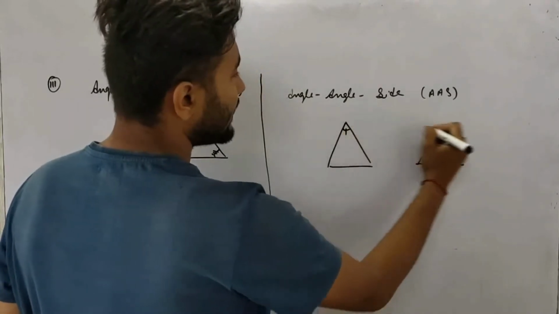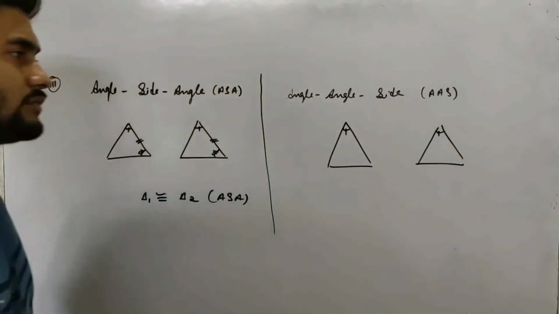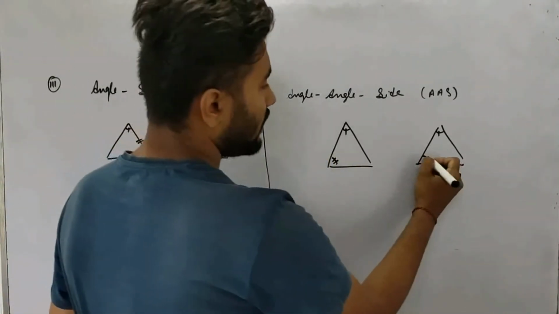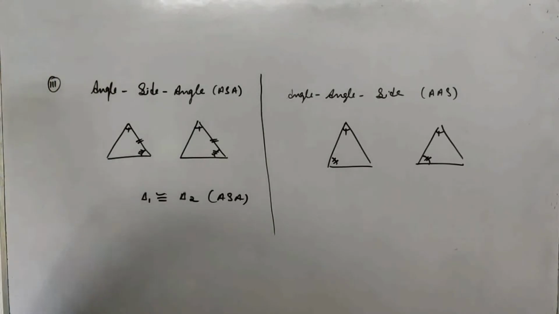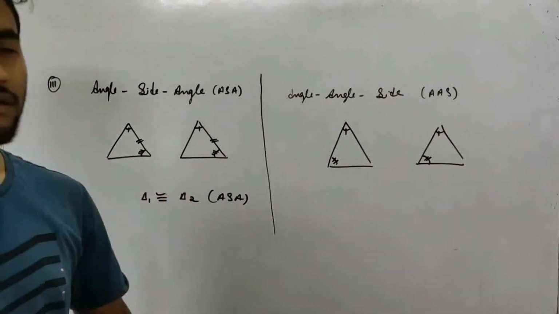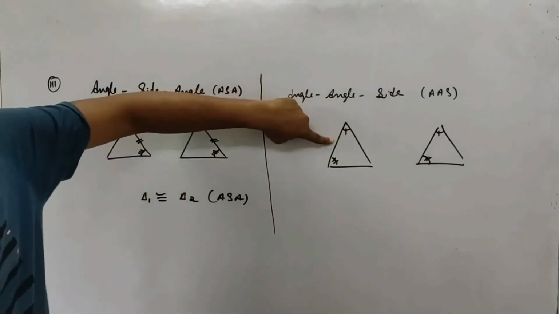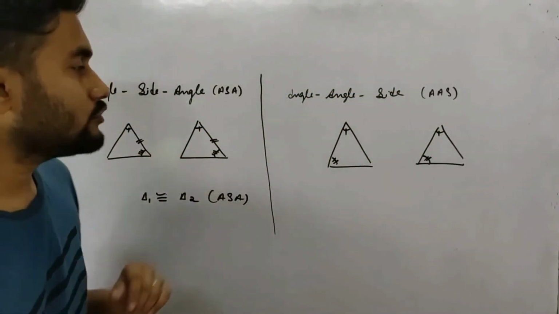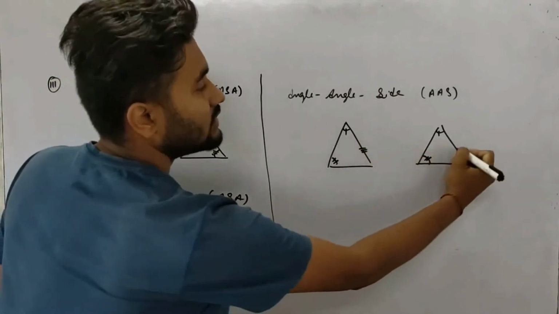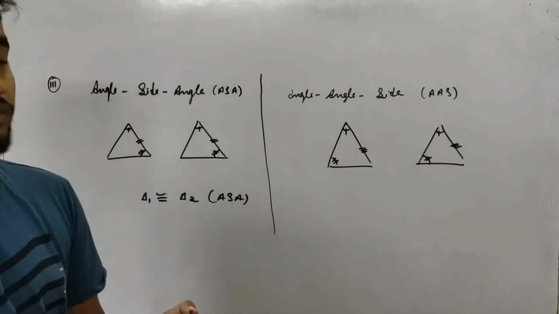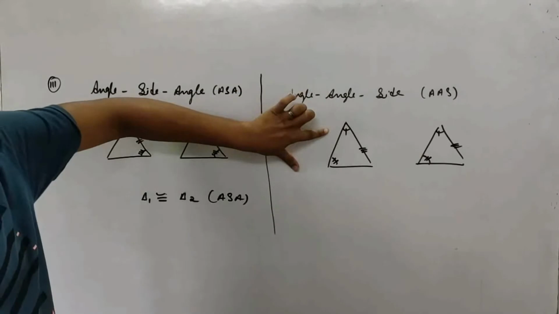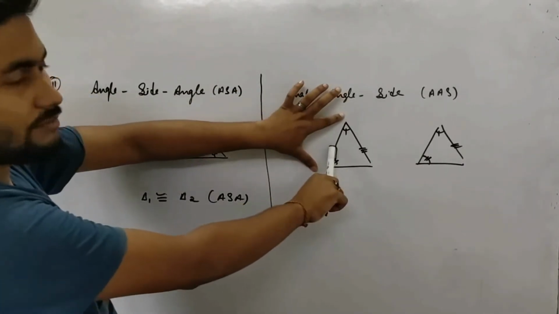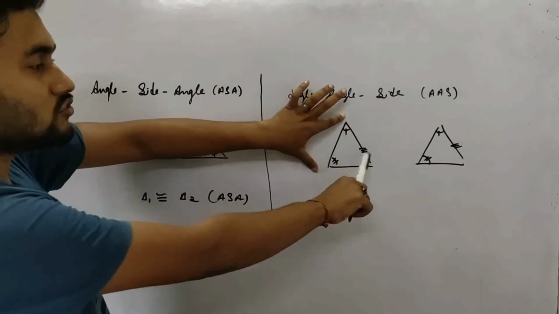Say for example, this angle is equal to this angle, and this angle is equal to this angle. Now say for example, in any question, you are not able to show that this side is equal to this side. You are unable to show that one, okay? And you have shown this side is equal to this side. Now you see, this is not the side which is between these two angles. This should have been the side, isn't it? This side is not in between.